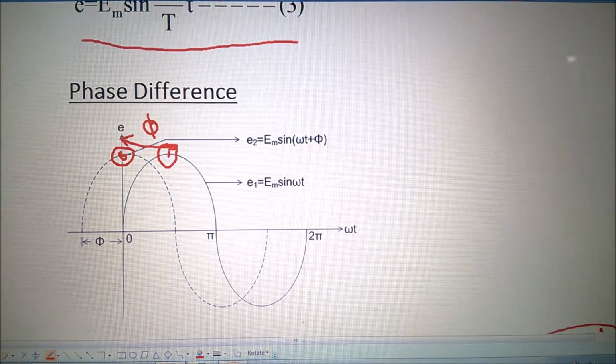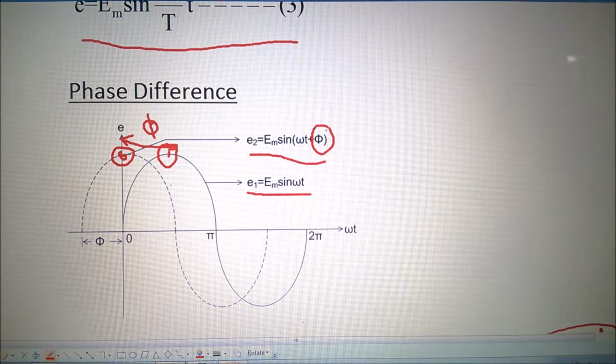Therefore, we say that the dashed sinusoidal waveform is ahead of, leading, the other waveform, which is in the solid line. Therefore, if we represent the solid line with Em sine omega t, then we will express the dashed sinusoidal waveform by adding the angle phi to this. That is called the phase difference that should be added.